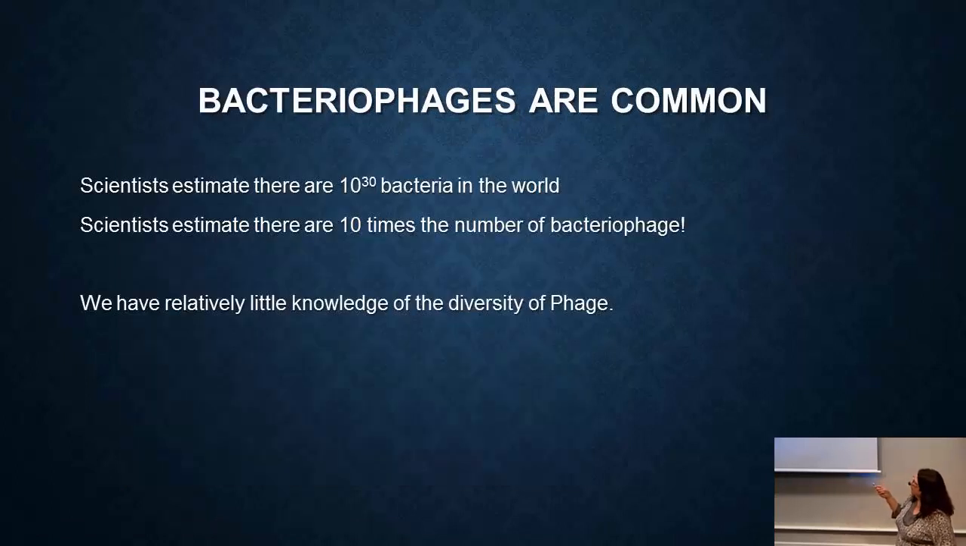I'm going to come back to how they work. Scientists estimate there are 10 to the 30th bacteria in the world, but there are 10 times the number of bacteriophage, is the estimate. So for every bacteria, there are 10 phages. And we have shockingly little knowledge about the diversity of phage. We know a lot about a few, and we know of many of them, but we don't know much at all compared to bacteria.